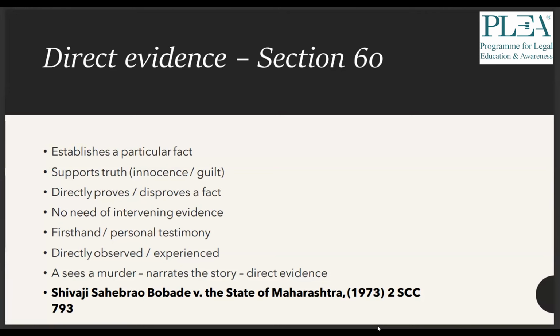Not only CCTV footage, it could be a person who's seen A committing the crime. That's a direct evidence. Now, what is first-hand or personal testimony? The person who has seen A committing the crime is first-hand or a personal testimony that he is saying on oath to the court that he has seen A actually killing B. Next point is exactly that, directly observed or experienced. A sees a murder, narrates the story. That's the direct evidence, simply what I have included.